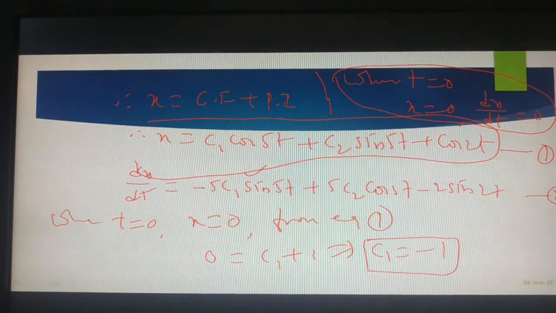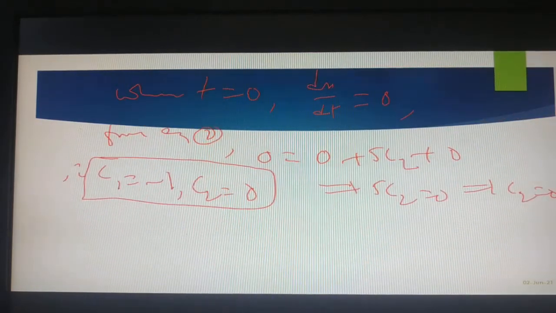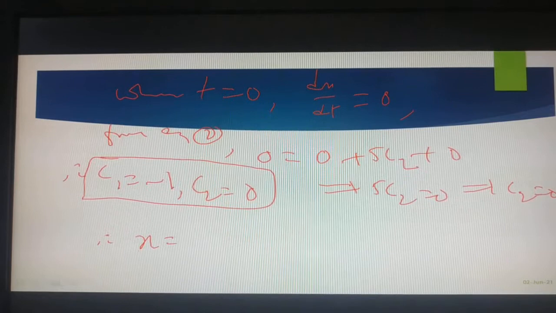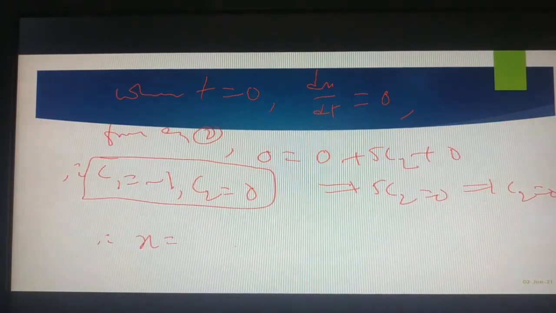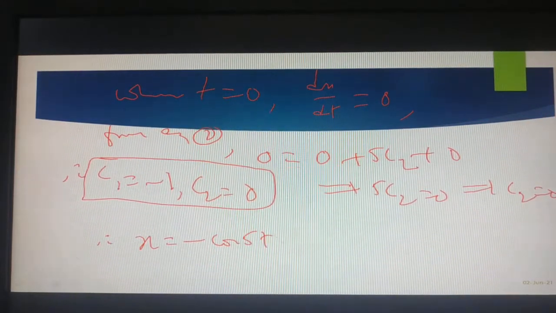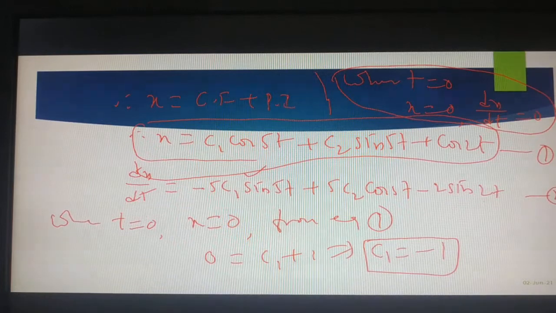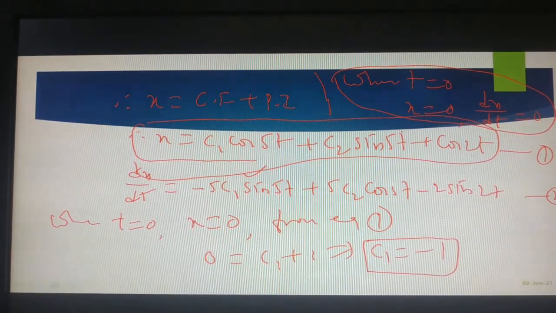Okay? To get your solution at any time t. So therefore at any time t, after substituting these values in place of c1, that is minus 1 cos 5t, and then the c2 value is 0, so this term is going to be 0, plus cos 2t.